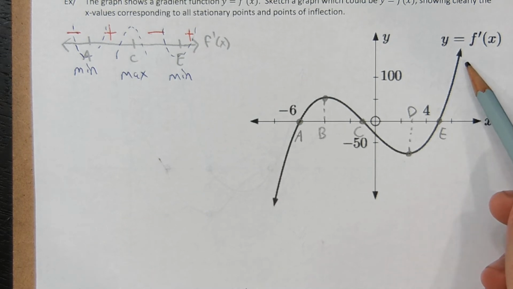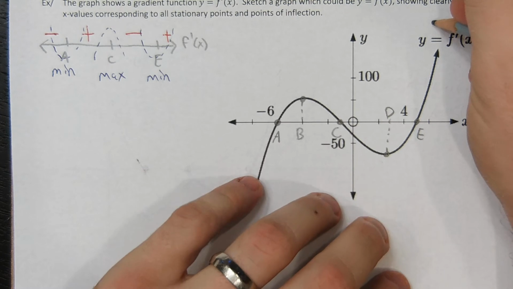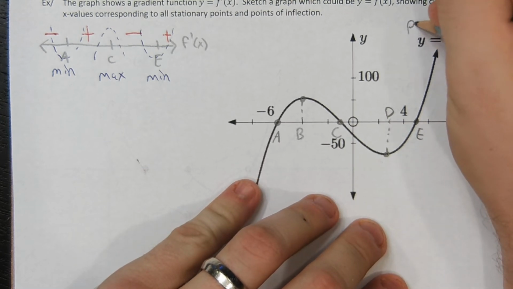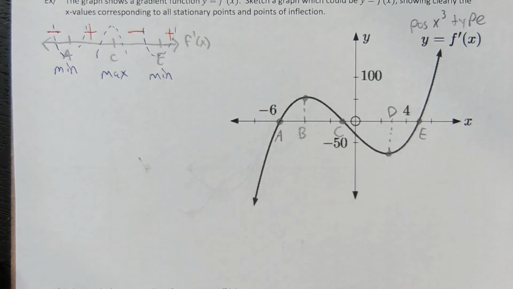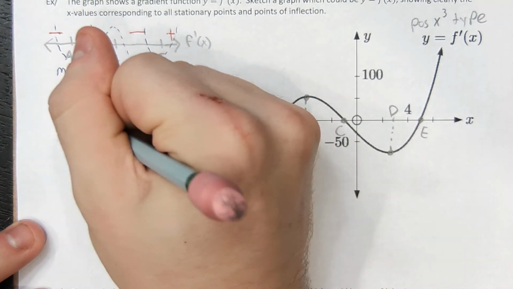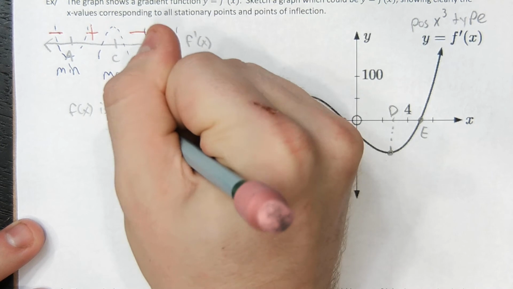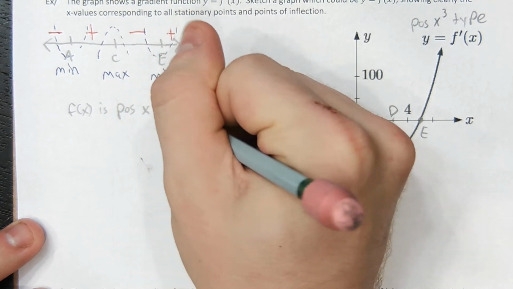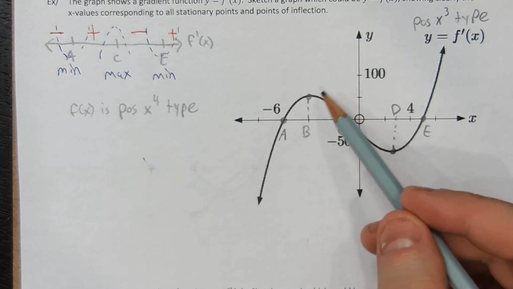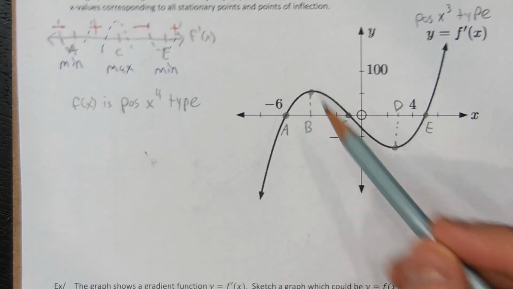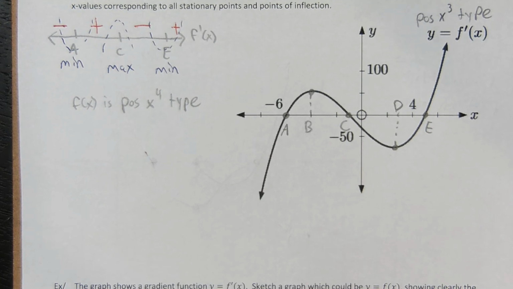Since f prime of x happens to be an x to the third type, a positive x to the third type, we know that our original function, f of x, must be a positive x to the fourth type. So that means both endings will point up. We know that. All right. What else do we know? Well, we can see that we have flat spots on our first derivative.